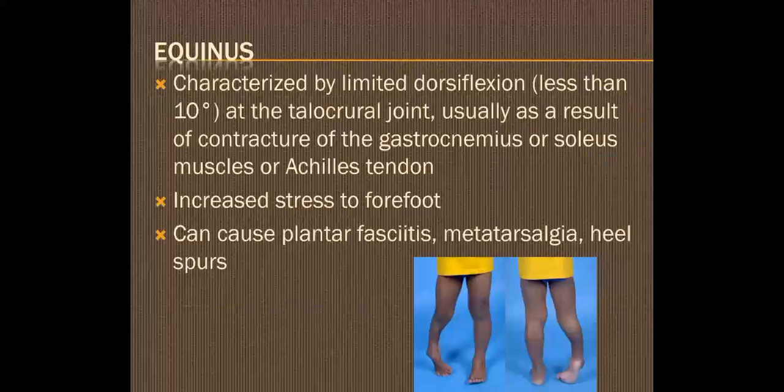The first deformity is the equinus deformity. It is characterized by limited dorsiflexion, which is less than 10 degrees at the talocrural joint, usually as a result of contracture of the gastrocnemius or soleus muscle or Achilles tendon. It causes increased stress to the forefoot. It can cause plantar fasciitis, metatarsalgia and heel spurs. So in the picture we can see that the patient is having equinus deformity.